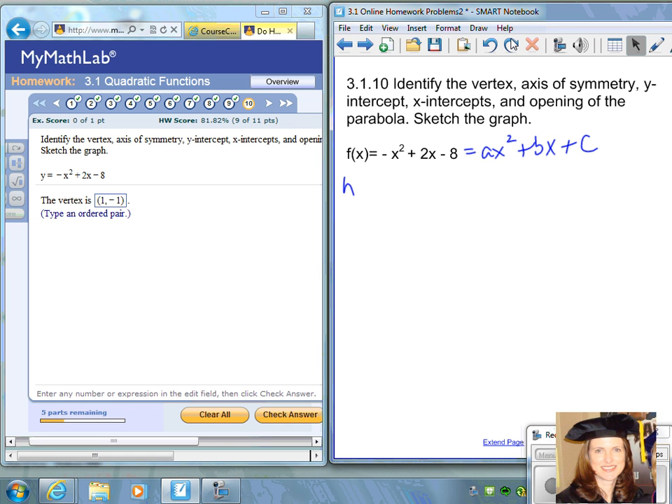Now, this function is in the form of ax squared plus bx plus c. So to find the vertex, you want to find h, and h is equal to the negative b over 2a. And once you find h, you can use that to get k, where k is equal to f of h, found by taking the answer for h and plugging it back into the original function. Then finally, the vertex is taking those two values, h and k, and writing them as an ordered pair.